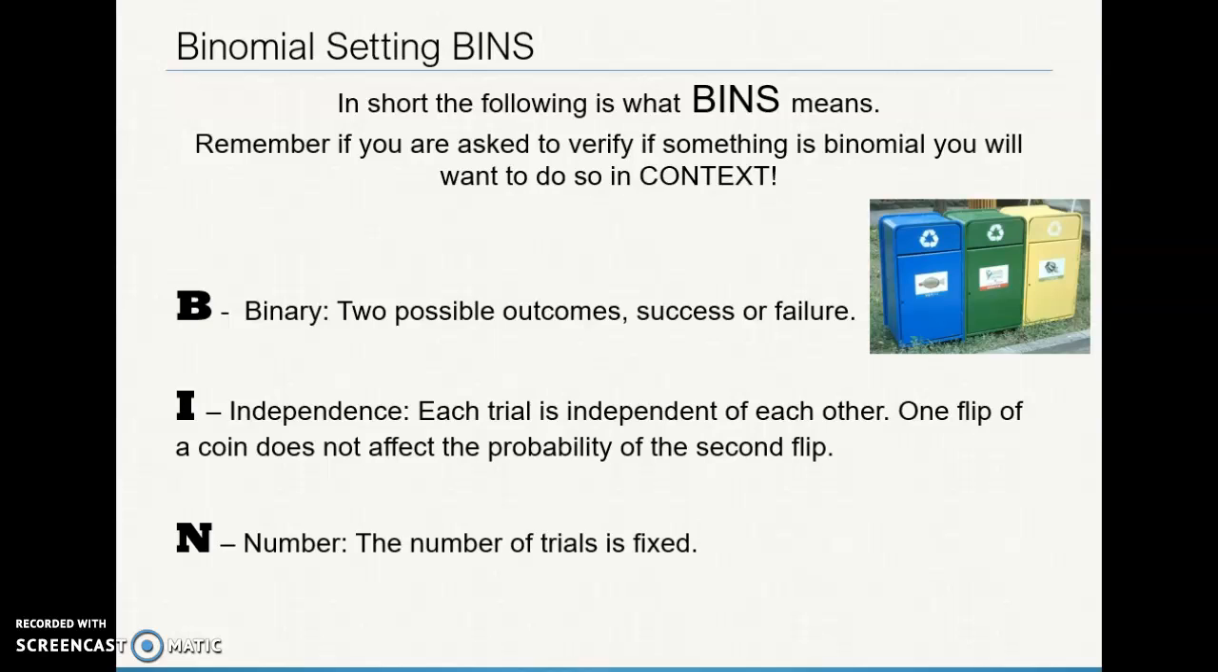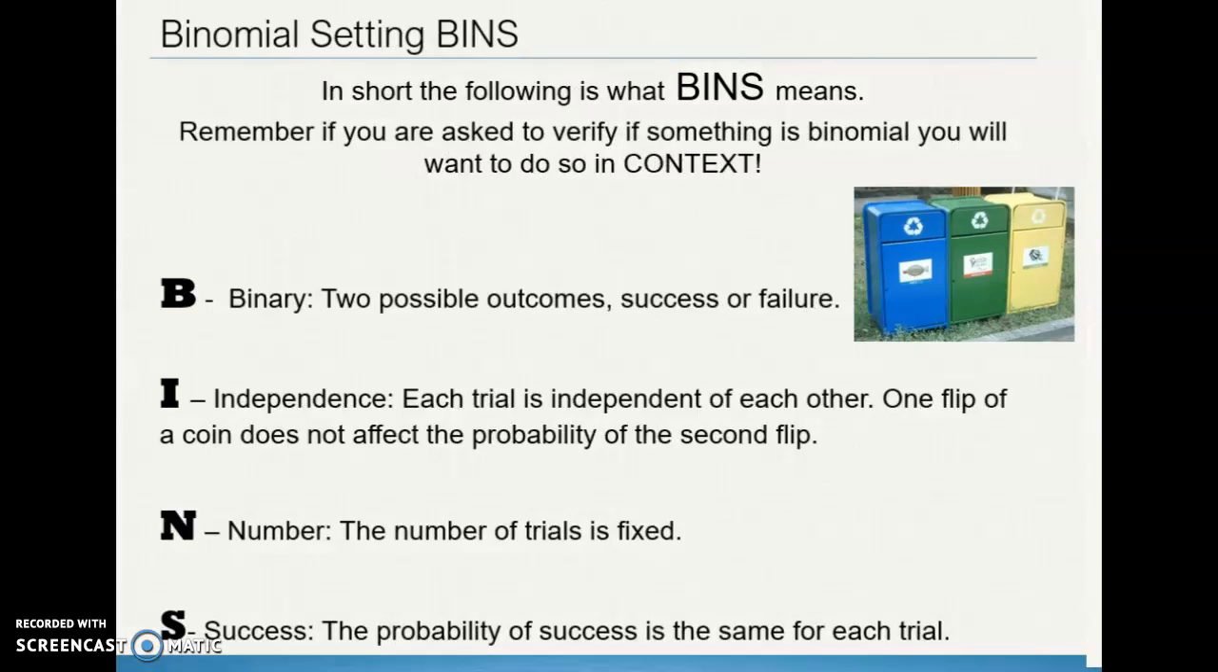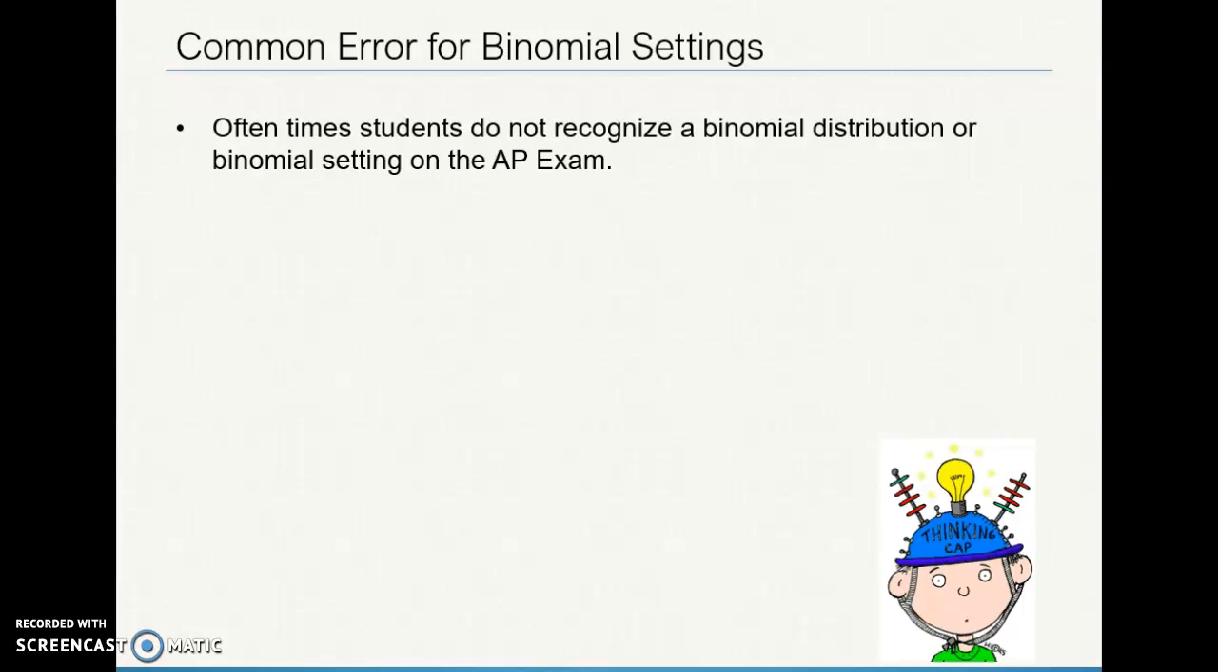N, the number of trials is fixed. I have 5 trials, 10 trials, and I know this ahead of time. And S, the probability of success is the same. When you flip a coin, heads or tails are each 50%. Here's some common errors for binomial settings. So you've actually dealt with binomial settings before, you probably just didn't realize it.